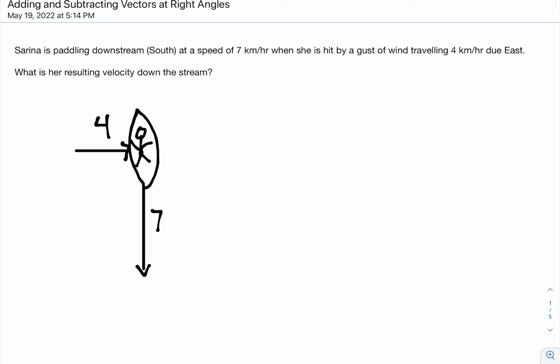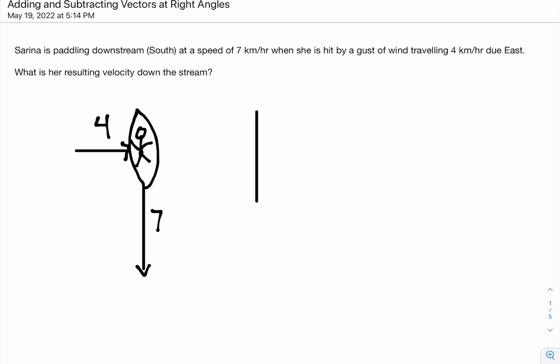So if we want her final velocity, we can imagine as she's going down and she's getting hit by a gust of wind going east, her boat's going to be offset going down to the right. So if you're traveling straight down and a force pushes you from the left to the right, you're still going to move down, but you're going to be pushed a little bit to the right. So if we want to find out her final velocity, her direction and the magnitude of her speed, then we're going to have to add these two together. This is called adding vectors.